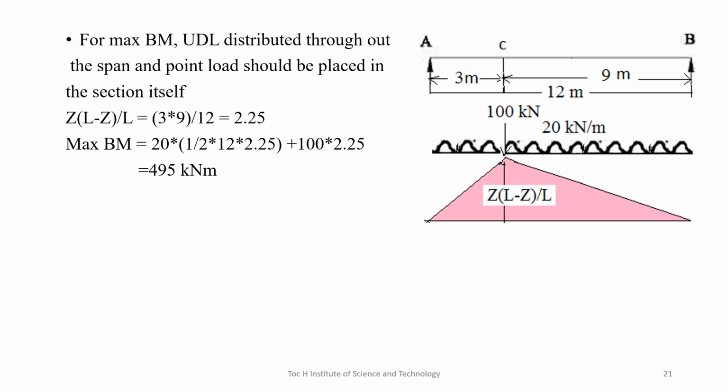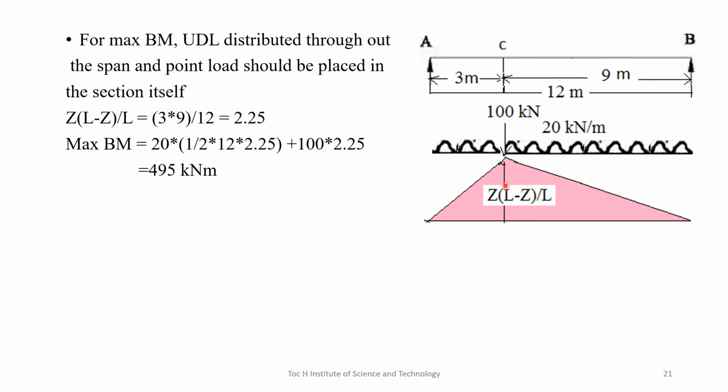Now, for maximum bending moment, with the UDL distributed throughout the span, the point load should be placed in such a way that it is placed in the section itself. So to get the value of maximum bending moment, the UDL should be distributed throughout the span. So the UDL will occur in the entire span, and this point load will come upon this section C.